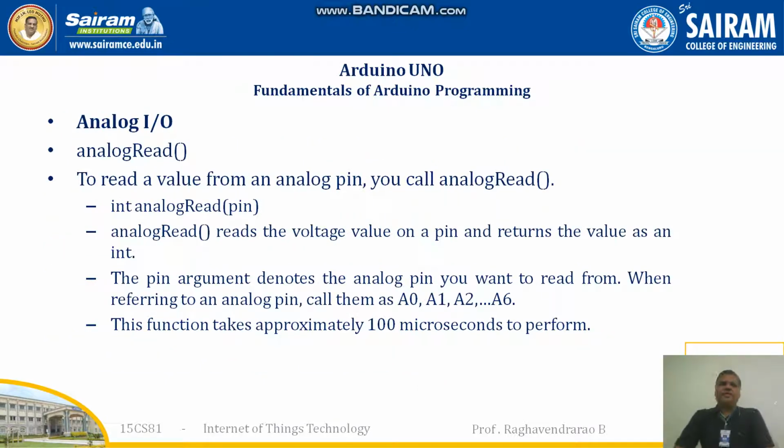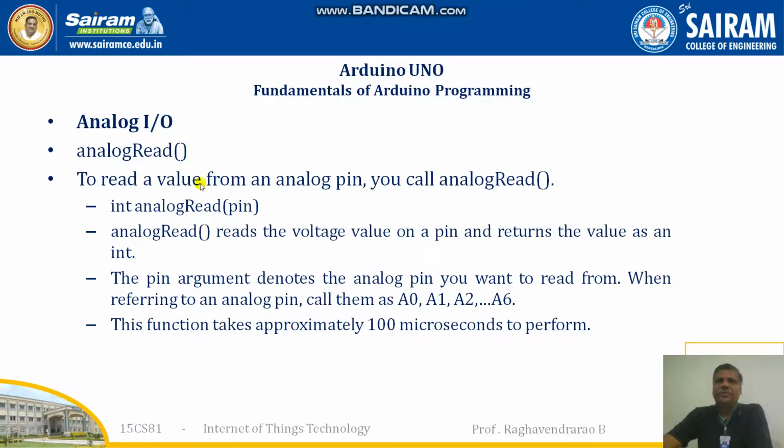Okay. In case of analog inputs and outputs, how is this going to work out? So let us see that analog read is there. This is a function. How does it read from the analog pins? Let us call analog read. So here there is an integer, the analog read pin. Analog read reads the voltage value on a pin and returns the value as an integer.